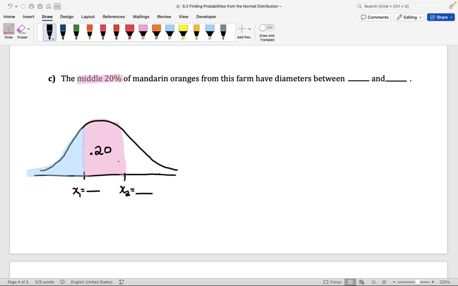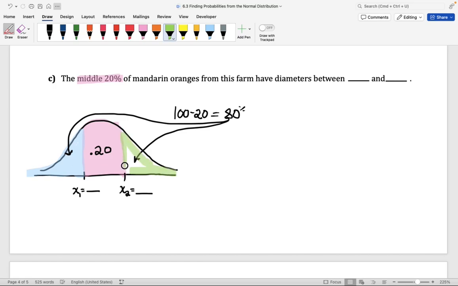We have 20% here in the middle. If we go ahead and take 100% minus 20%, we get 80%. This percent corresponds to the area here on the right tail, and it corresponds to the area here on the left tail. So let me go ahead and highlight the area here on the right tail. That is the area above X2. Now, if I want the area below X1, then I need to take 80% and I need to divide it by 2. 80 divided by 2 is 40. Okay. That means that we have 40% of the data values below X1.